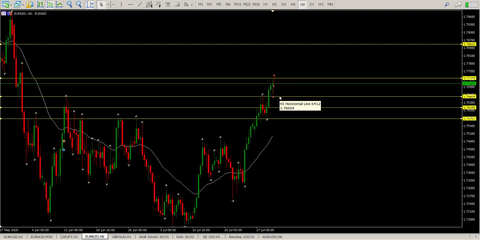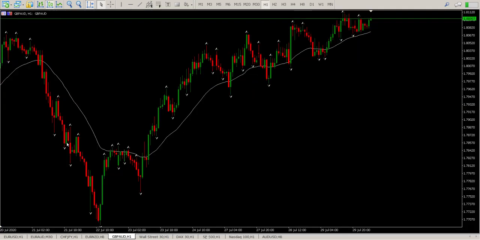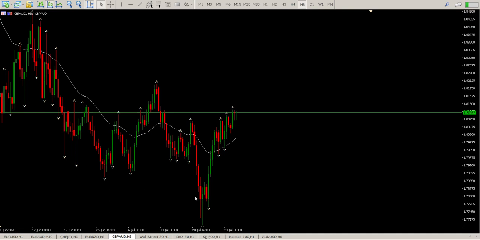And the structure we're looking for is 176604, or, so I missed this here, there is a bit of a gap here, 176414. Okay, so that's kind of what I'm looking for on that pair. Last pair is pound Aussie dollar, and let's just start with the 8 hour here. Now we've had a good rally, and then we are in what, in my opinion, is looking like a channel.